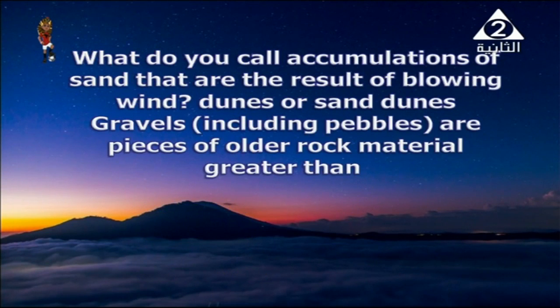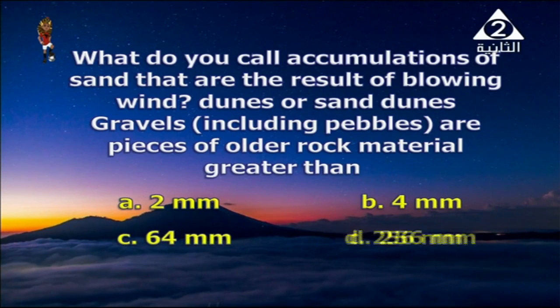What do you call accumulations of sand that are the result of blowing wind, dunes or sand dunes? Gravels, including pebbles, are pieces of older rock materials greater than, yes, this is the size of the gravels. It is greater than 2 millimeters, 4 millimeters, 64 millimeters, or 256 millimeters. So we are asking about this type of sediments.